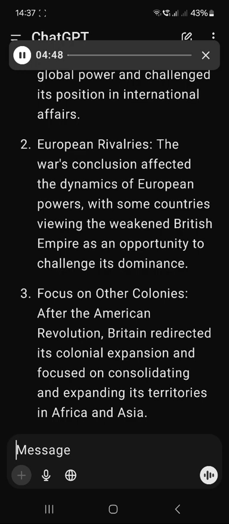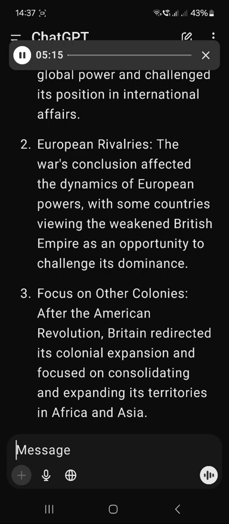4. Boston Tea Party, 1773. In protest against the British Tea Act, colonists dumped tea into Boston Harbor on December 16, 1773. 5. Lord North, 1770 to 1782. Prime Minister Lord North faced challenges in handling tensions with the American colonies, ultimately failing to prevent the American Revolutionary War.